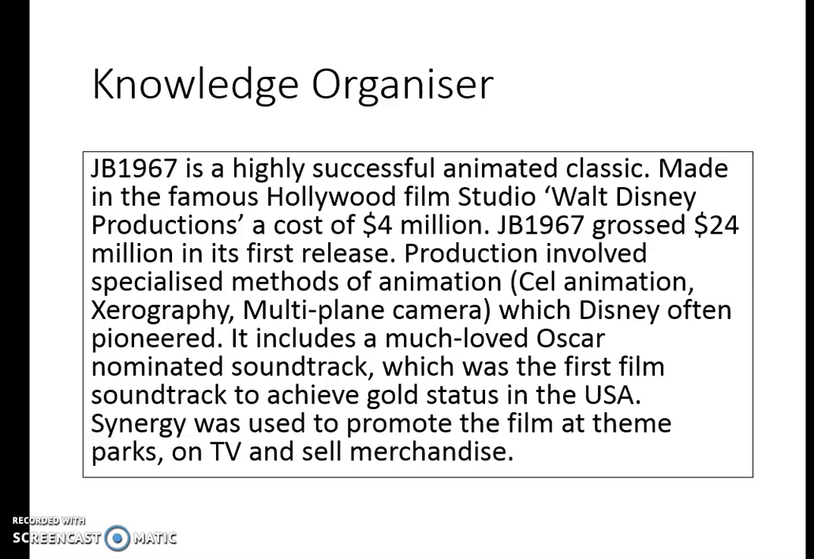So The Jungle Book in 1967 is a highly successful animated classic. It is made in the famous Hollywood film studio called Walt Disney Productions, and it costs $4 million to produce. At the time it was released, and in its first release, it grosses over $24 million. So this tells us that this is a highly successful film and highly profitable.